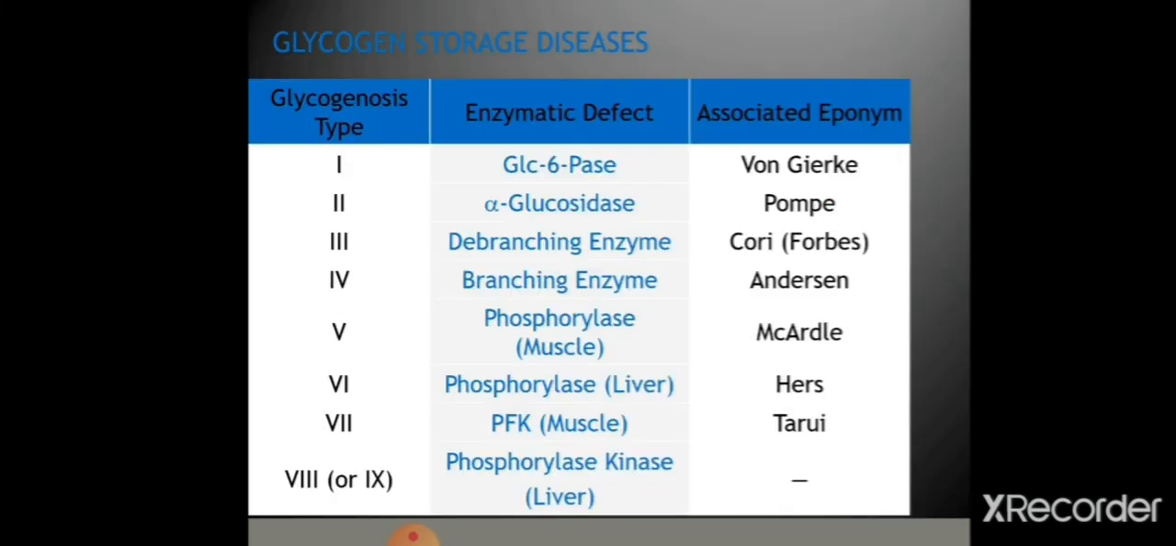So which is type 1? Type 1 is von Gierke's disease, where the enzyme deficient is glucose 6-phosphatase. Type 2 is Pompe's disease, enzyme deficient is alpha-glucosidase. Type 3 is Cori's disease, enzyme deficient is debranching enzyme. Type 4 is Anderson's disease, enzyme deficient is branching enzyme. Type 5 is McArdle's disease, and the enzyme deficient is muscle phosphorylase. Type 6, Hers' disease, enzyme deficient is liver phosphorylase.